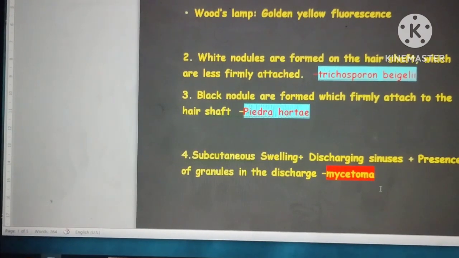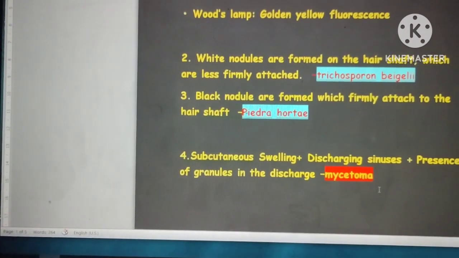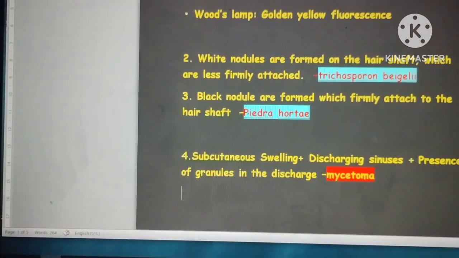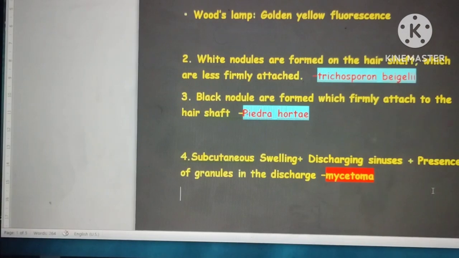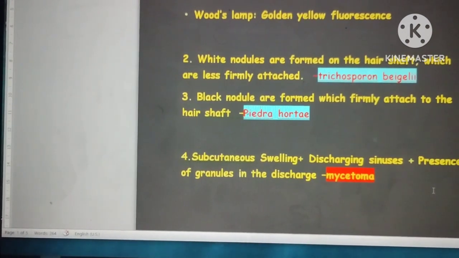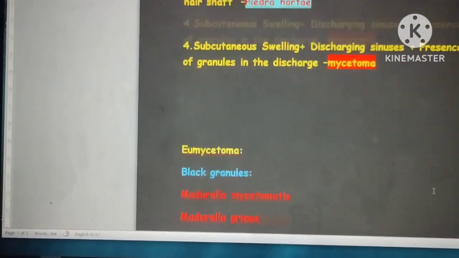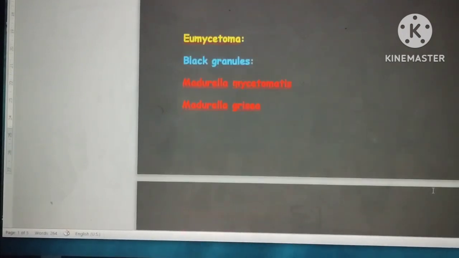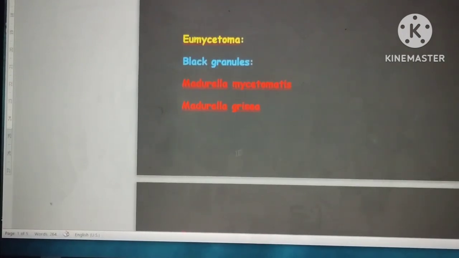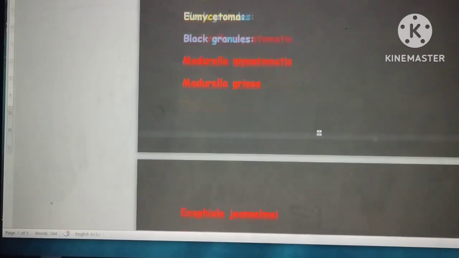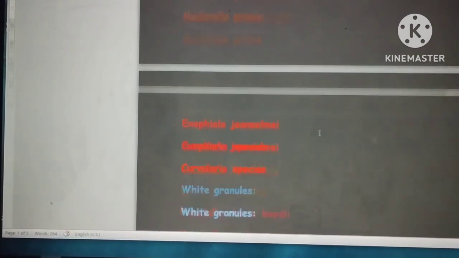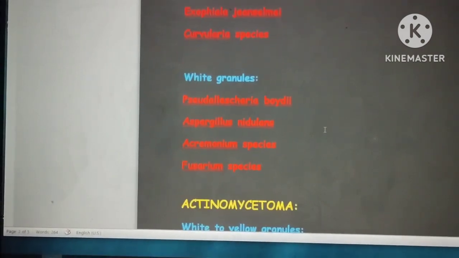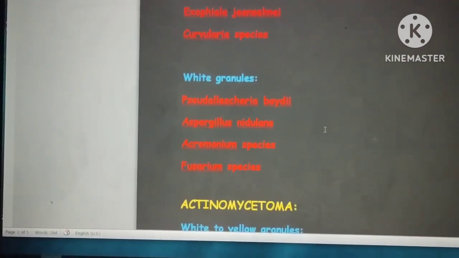There are two types of mycetoma you want to know here. One is eumycetoma, and the other is actinomycetoma. Eumycetoma is caused by a fungus, whereas actinomycetoma is usually caused by a bacteria. There are n number of organisms. Eumycetoma produces black granules, like Madurella mycetomatis, Madurella grisea, Exophiala jeanselmei, and Curvularia. White granules are Pseudallescheria boydii, Aspergillus nidulans, Acremonium, and Fusarium.